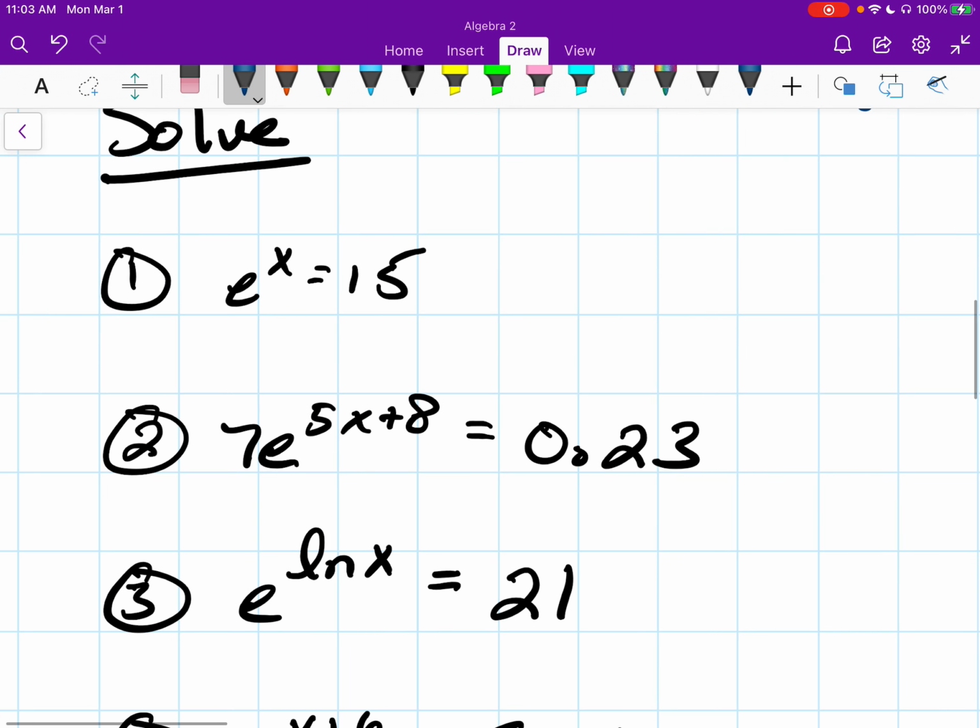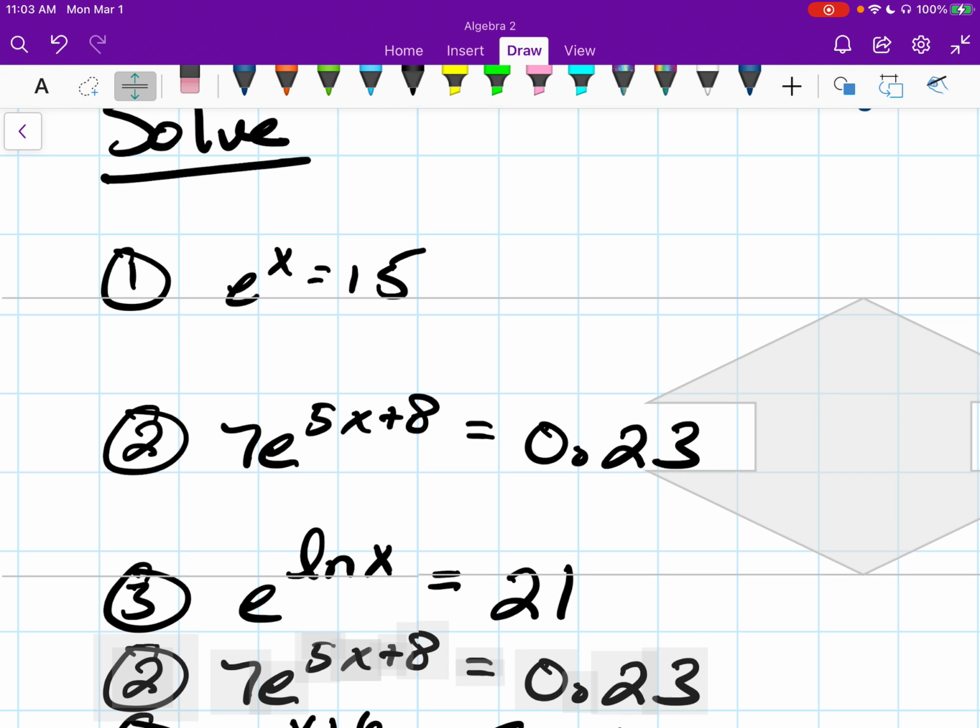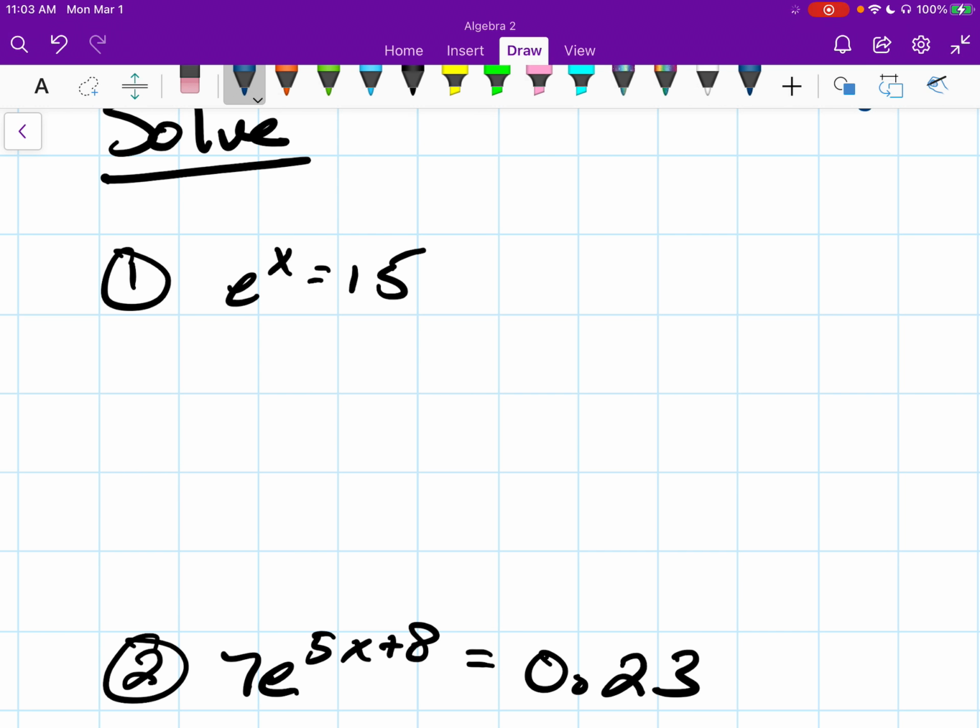Number 1, e to the x equals 15. So the fastest way that I can see to do this, we could convert it into log. Well, I'm just going to illustrate this example. We could convert this into logs, and we could say x equals log base e of 15. What we did there is we put the exponent all by itself, and the e became the base, and that's fine.